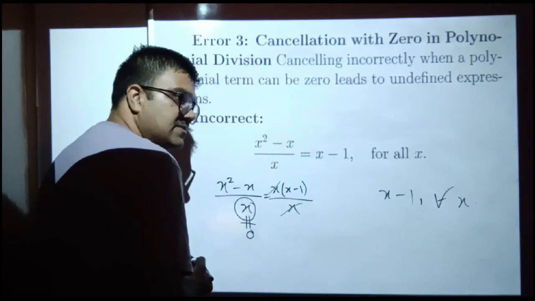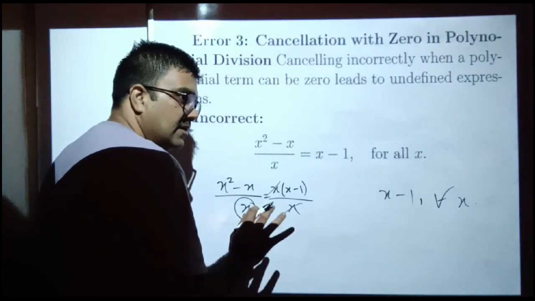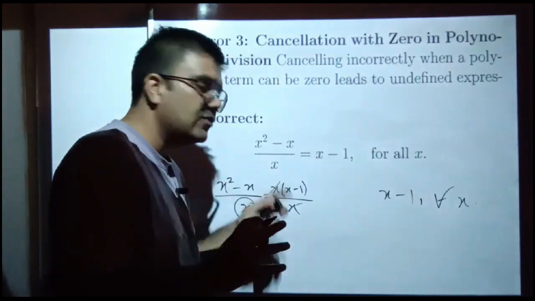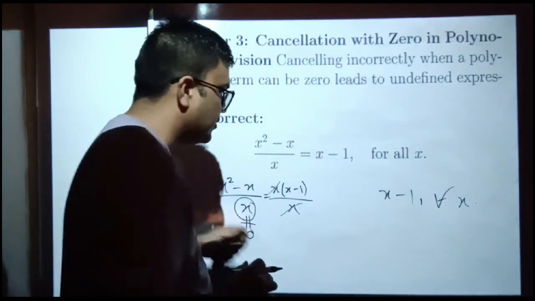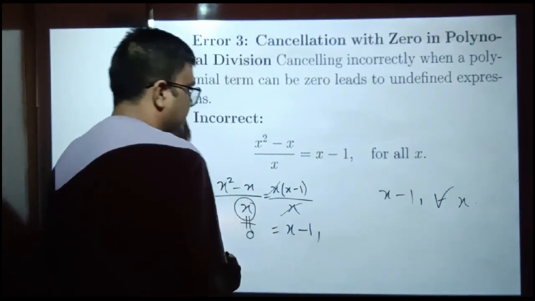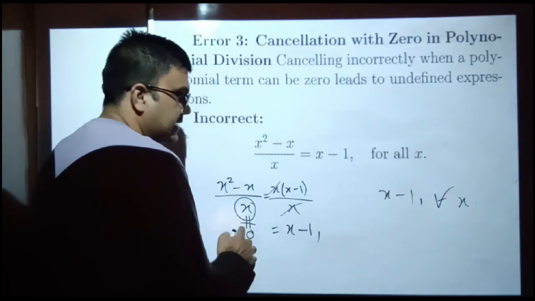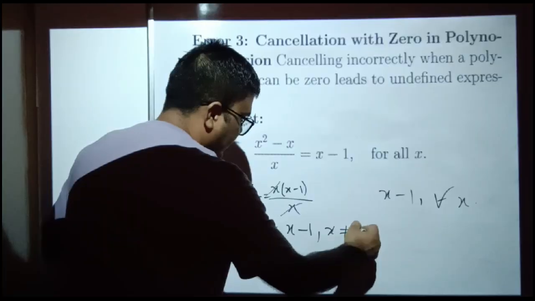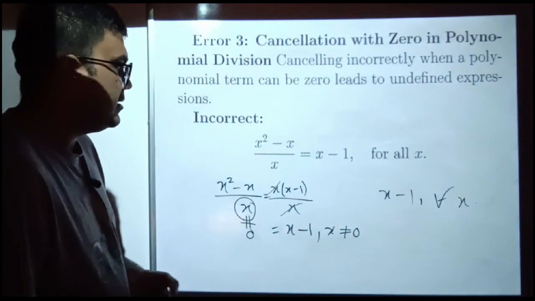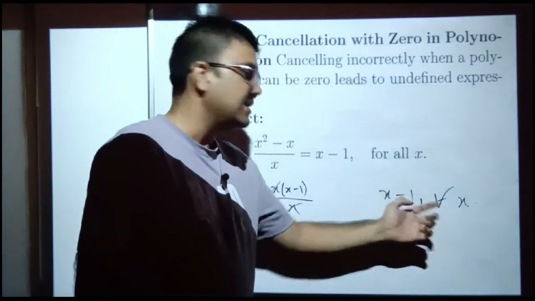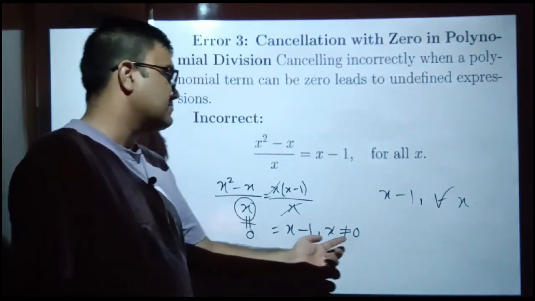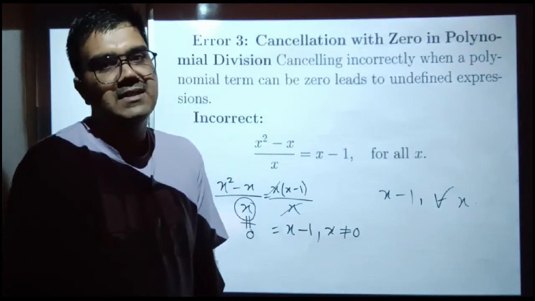X cannot be 0, it means we can cancel these two terms now, because we can only divide two numbers when they are non-zero. We can divide two polynomials or cancel two polynomials when they are non-zero. We have cancelled these two. The answer we are getting is x minus 1. The additional condition is that x is not equal to 0. So always keep in mind that these are two separate things. One is x minus 1 for all x, and the other is x minus 1 with x not equal to 0.